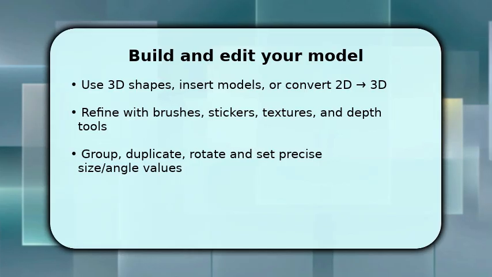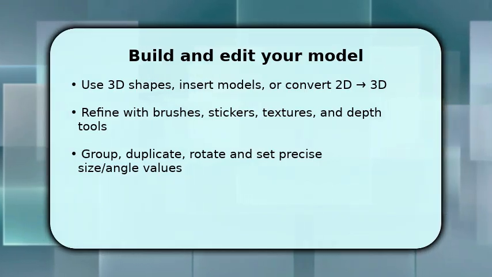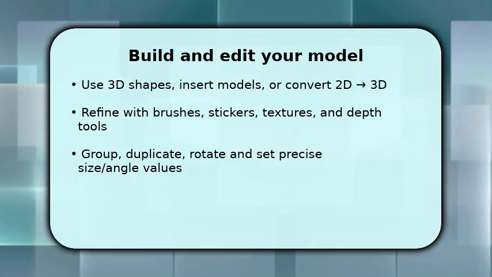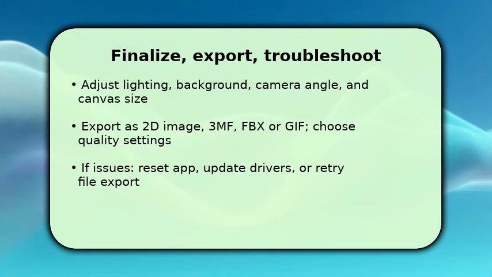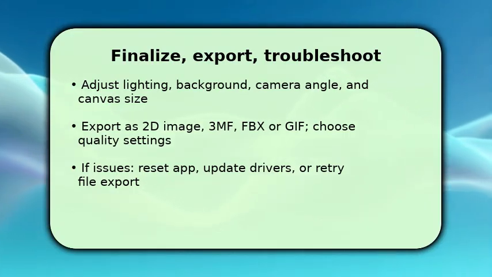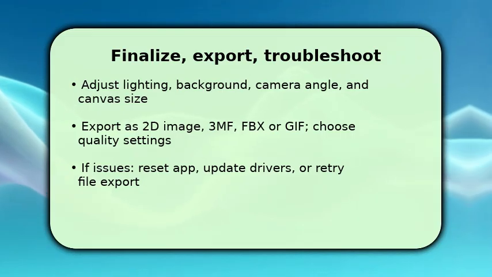Make incremental saves and duplicate to test variations without losing the original, because iteration speeds learning and polish. Finish by setting camera angle, canvas size, and scene lighting so the composition reads well in the final render. Once satisfied, export using the right format.